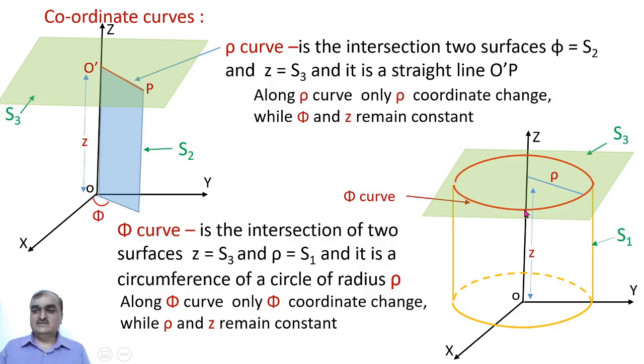If we consider points in this quarter, then the foot perpendicular is in the first quadrant. Therefore, for points in this quarter, the value of phi is from 0 to 90. For this quarter, 90 to 180. For this quarter, 180 to 270, and for this, 270 to 360. In this way, the value of phi varies from 0 to 360. But rho is constant, z is constant. Therefore, this is the phi curve.